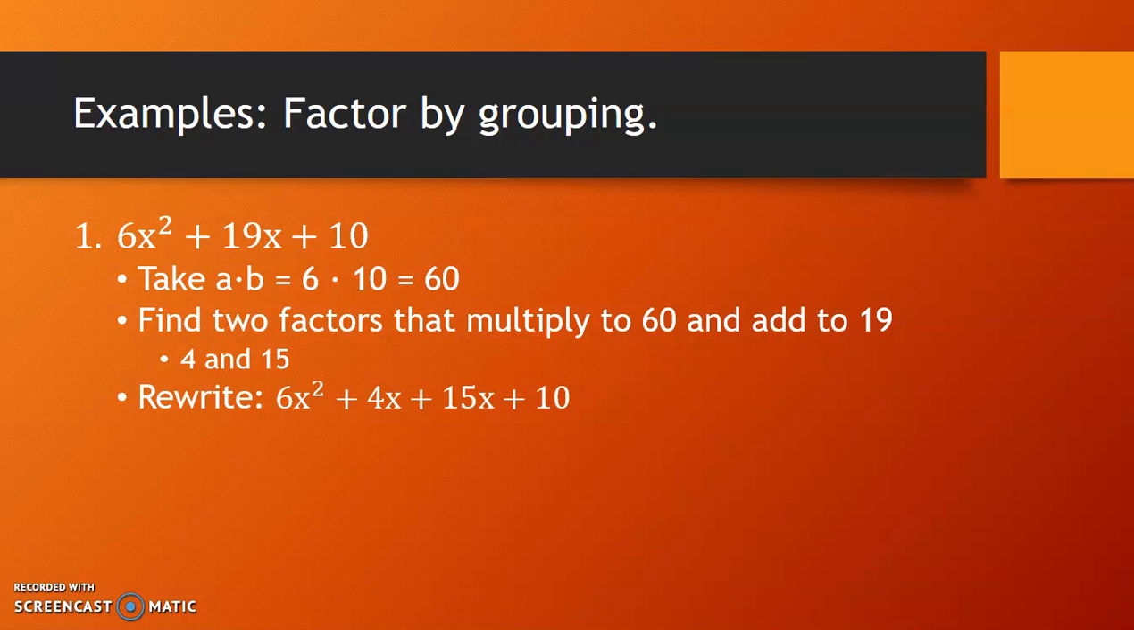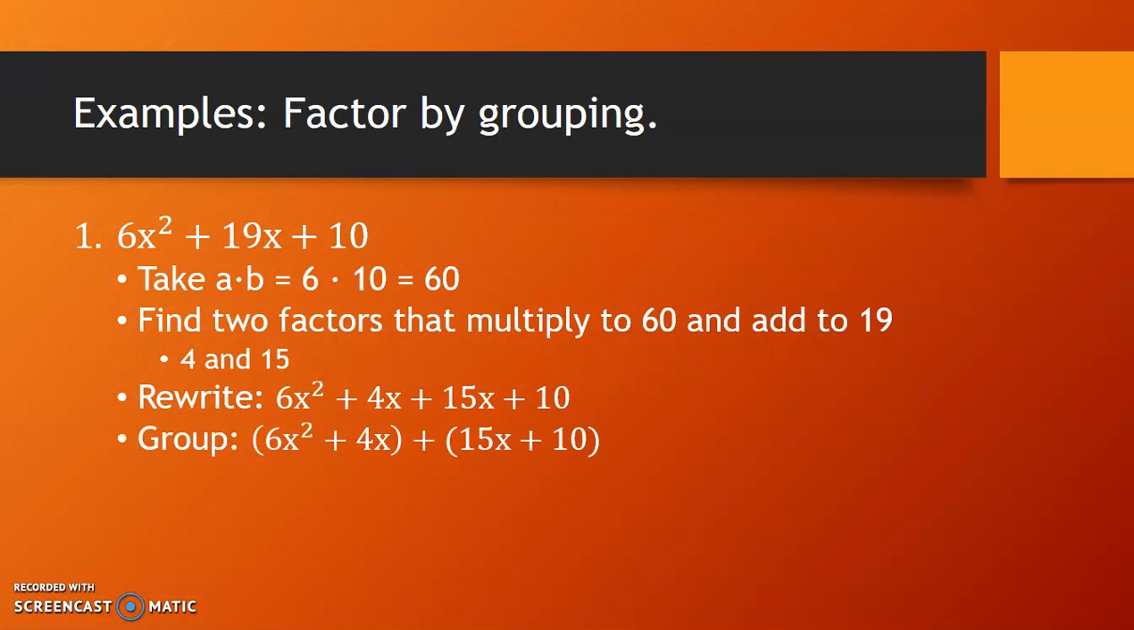So I rewrite my trinomial, so I leave the first and the last terms the same, so you can see I have 6x squared at the front and that plus 10 at the end. What I'm doing here is I'm taking that 19x and I'm rewriting it with that 4 and that 15 that I found. That's the whole reason why I found those. So I have 6x squared plus 4x plus 15x plus 10. Now the order that you put those numbers in does not matter. So if you wanted to switch the 15 and the 4 around, you can.